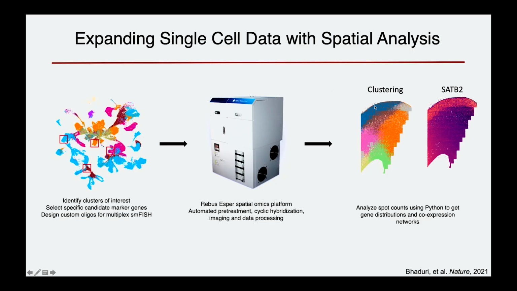From the individual probe data, you could get clusters such as is shown here. And here's an example of the SATB2 probe, for which you can see it's strongly enriched in the cortical plate compared to the rest of that tissue.